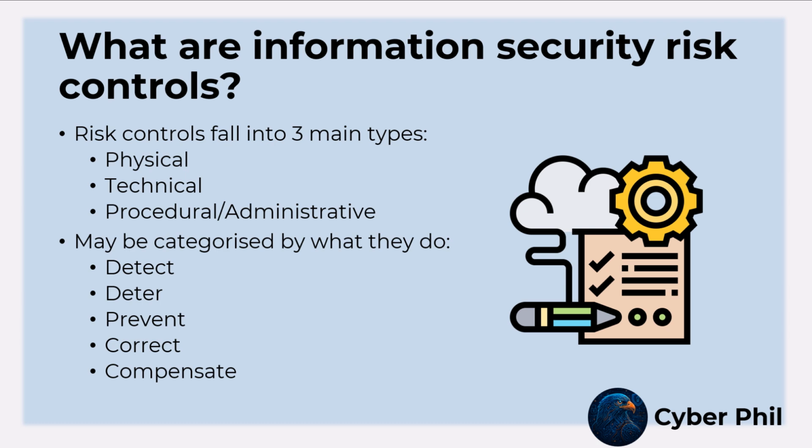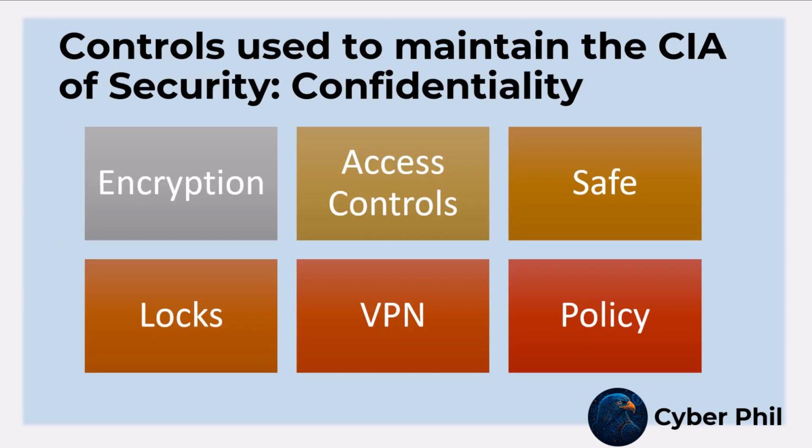So what controls do we use within the CIA? Let's go back to confidentiality. Some great examples here are technical controls such as encryption or cryptography. We can also layer in different access controls, and these can be physical, technical and procedural controls. So there are lots of different options you have when it comes to controlling access.